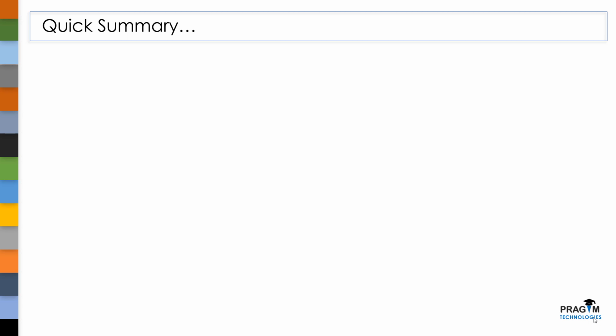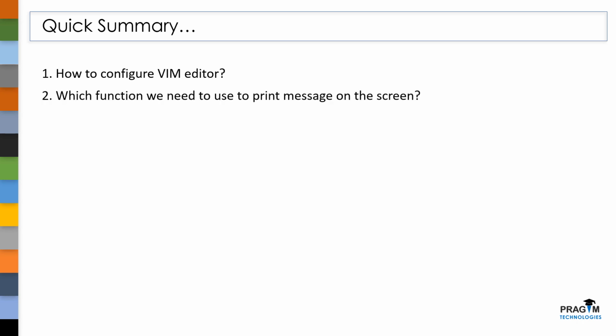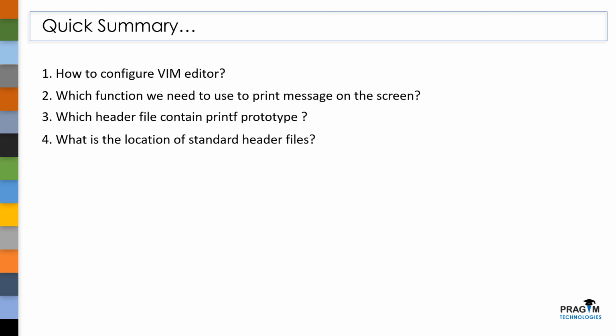Let's see a quick summary on what we have learned today. We have seen how to configure VIM editor and which function we need to use in order to print message onto the screen and in which header file printf prototype is present and finally where this header file is located.